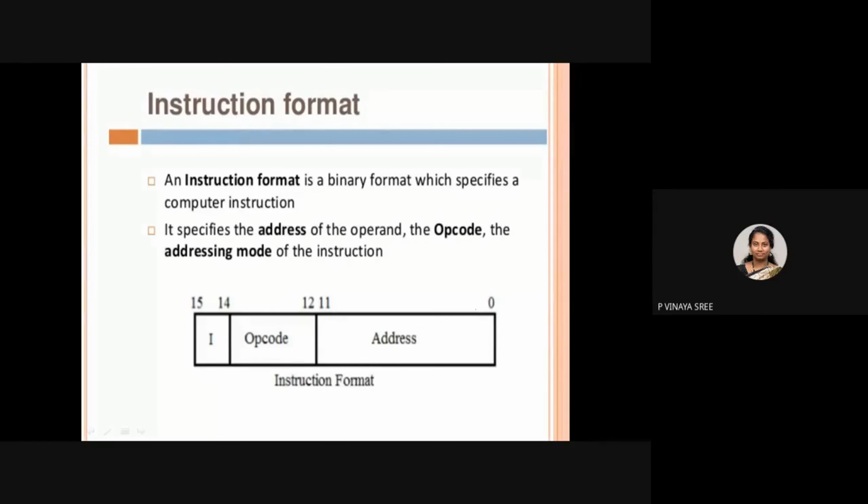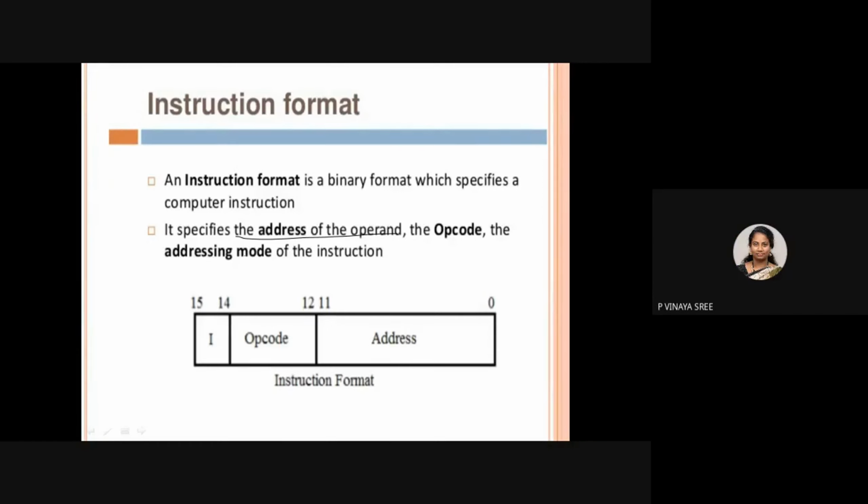In this, from 0 to 11, we'll be placing an address. Mark fast, address here indicates as what? It mentions which address. It specifies the address of the operand, what operation it has to perform, and the mode.